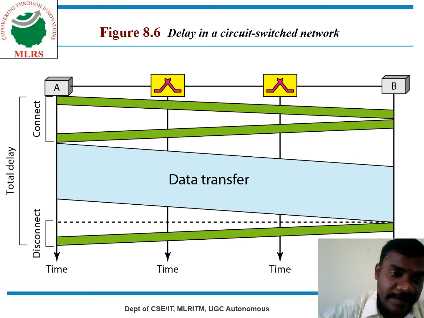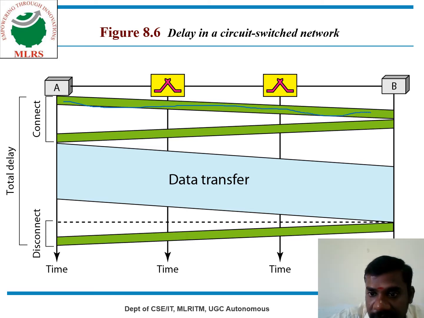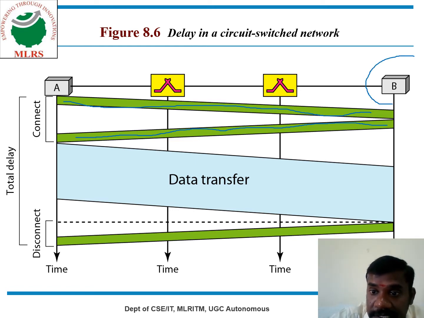Coming to delay. I told about the setup phase. Setup phase is nothing but connect, which means establishing the connection. See here, sending the signals, sending the request. The request is accepted by the receiver, which sends the acknowledgement, the ACK. Suppose now B is busy. In this case, it won't get connected and will take much time to get the connection. That means delay occurs here.